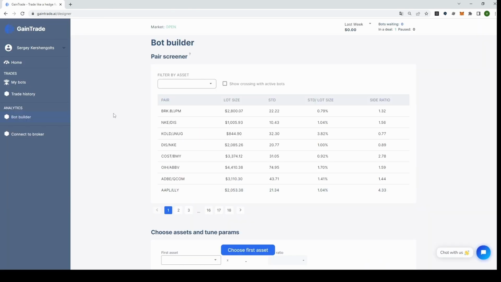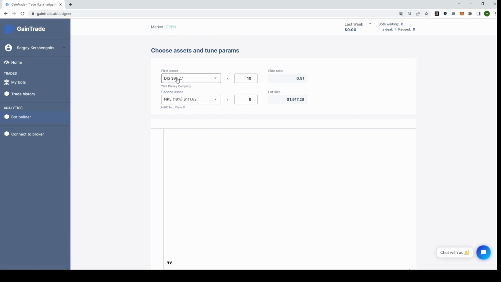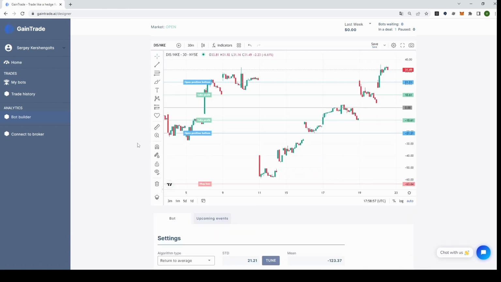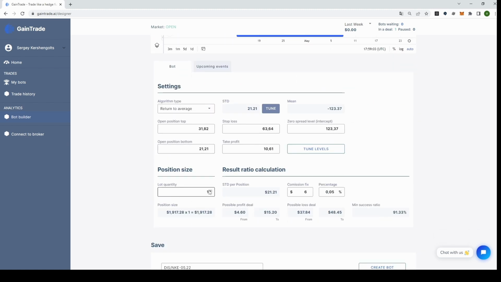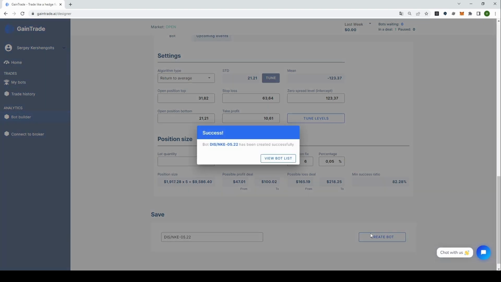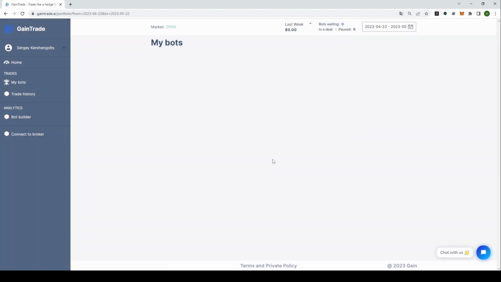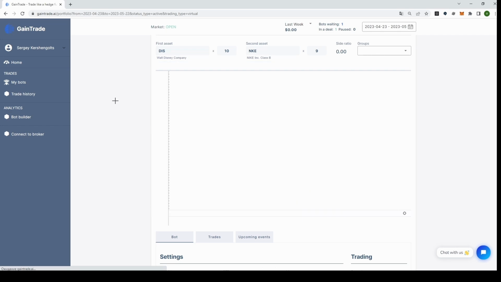Let's try creating a pair right now. The first one that stands out is Disney versus Nike. Stop loss and take profit levels are automatically set. We increase the position size to 5 to align it closer to $10,000, for example. We can immediately see the maximum and minimum profit thresholds. We proceed by pressing Create Bot button. And now we are in the trade. All we have to do is wait for the bot to work automatically based on the parameters we specified.